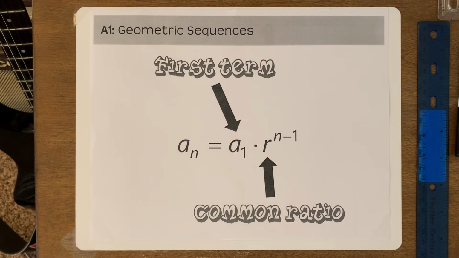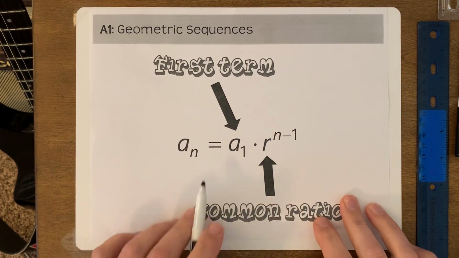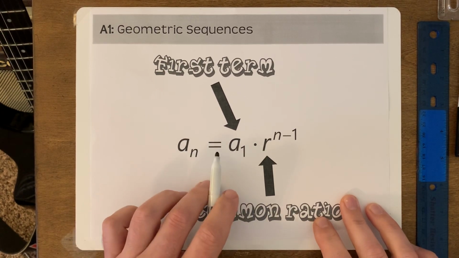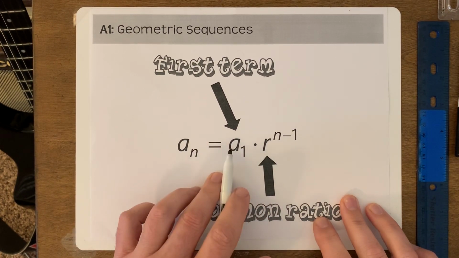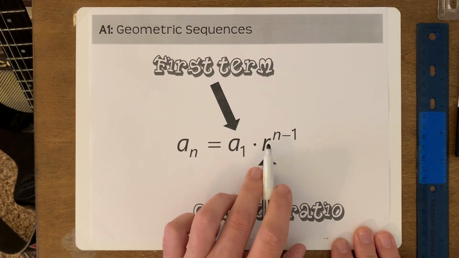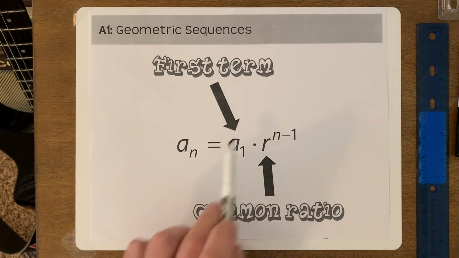And so the first slide I've got here for you is what a geometric sequence looks like. You have a sub n, which defines the sequence, and it's equal to a sub 1, which is the first term, times r, which we're going to call the common ratio, to the n minus 1. All right, so that's what the structure looks like.